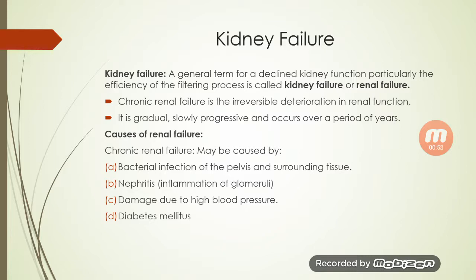Chronic renal failure is an irreversible deterioration of the renal functioning, a state that cannot be set back to normal by any means. It is a gradual and slowly progressive process that occurs over a longer period of years, and its only treatment is kidney transplant. It means you have to replace the failed kidney with a new kidney.